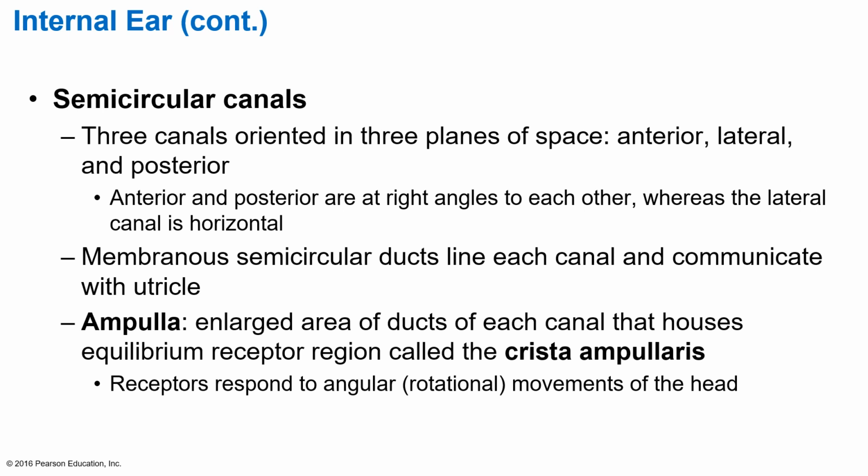Semicircular canals: 3 canals oriented in 3 planes of space, so anterior, lateral, and posterior. Anterior and posterior are at right angles to each other. The lateral canal is horizontal, so that's why it's called the horizontal canal sometimes. Membranous semicircular ducts line each canal and communicate with the utricle. The ampulla is an enlarged area of ducts of each canal that houses equilibrium receptor regions called the crista ampullaris. Now, these are receptors responding to angular rotational movements of the head.